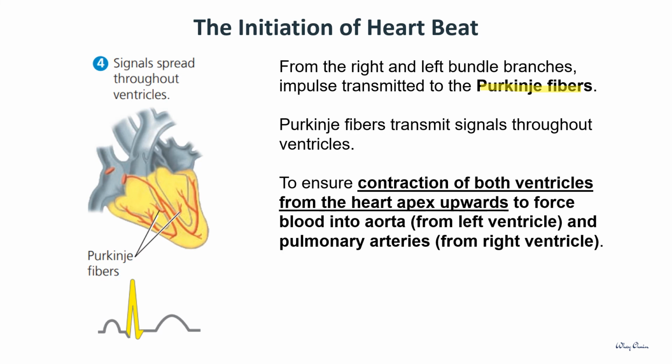So, when the impulse is transmitted by Purkinje fibers throughout the ventricles, it is able to contract both ventricles from the heart apex upwards. So tujuan dia mengecut daripada bawah jantung ke arah atas sebenarnya untuk pump the blood into the arteries. So the blood will be pumped from the left ventricle into the aorta, and the right ventricle will pump the blood into the pulmonary arteries.